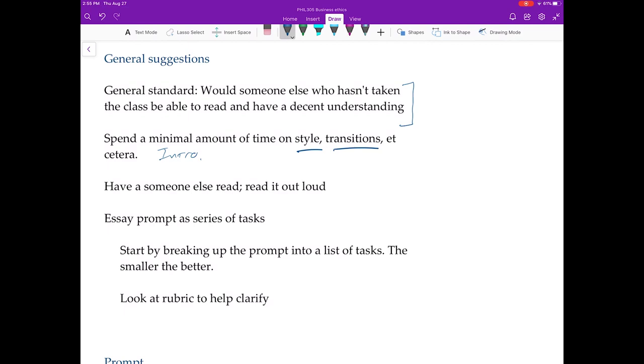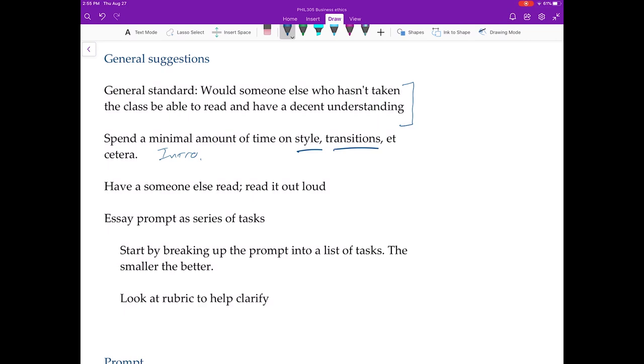I know you guys have been indoctrinated with the evil 5-paragraph essay format. It's evil, I think. So if you have to write an intro and a conclusion, go ahead. But don't think that you only need 3 paragraphs beyond that, okay?